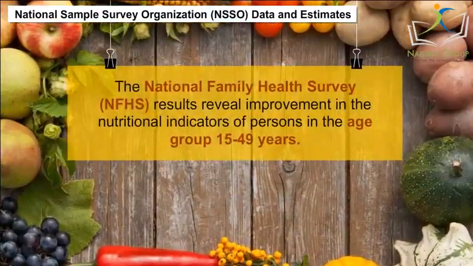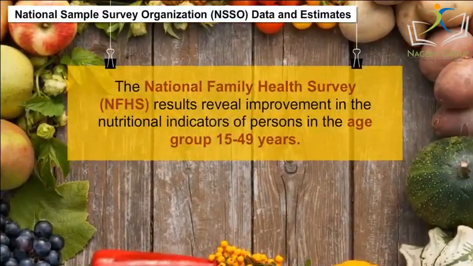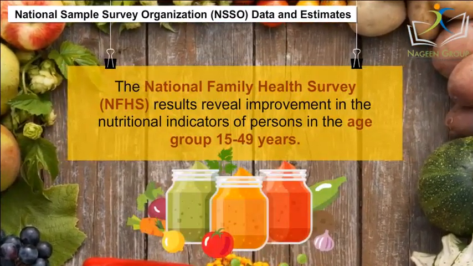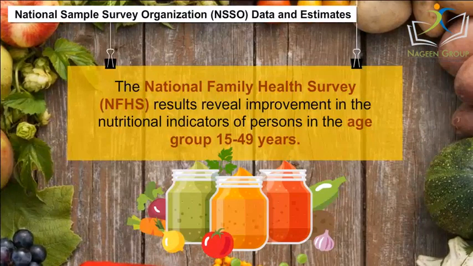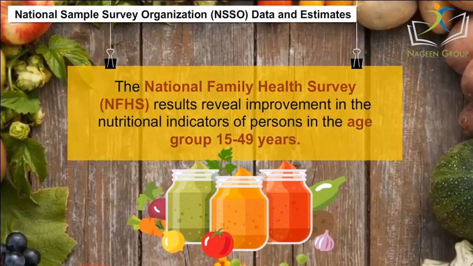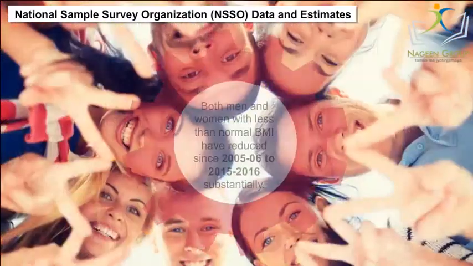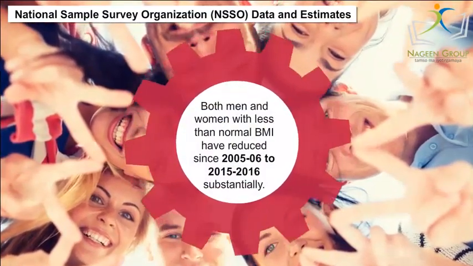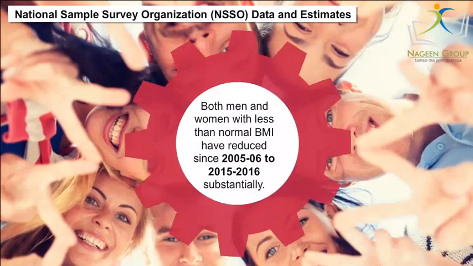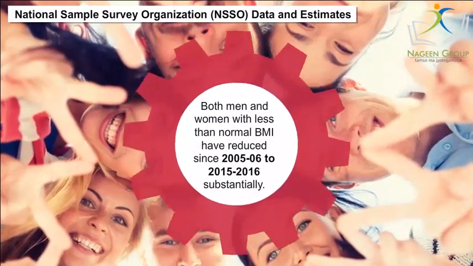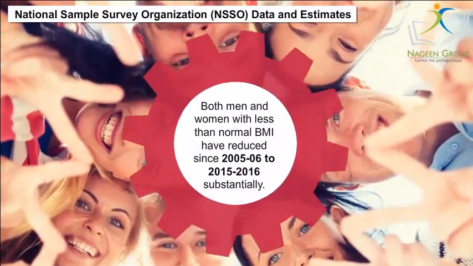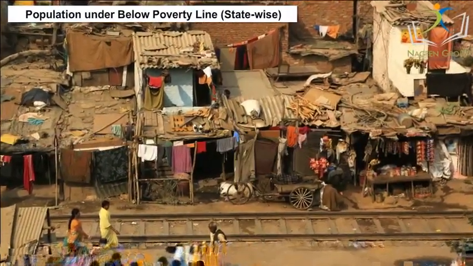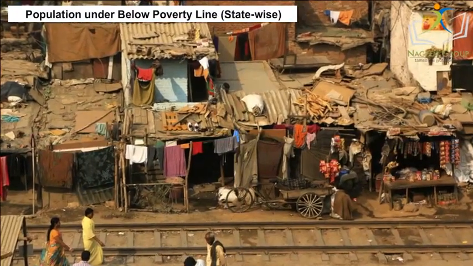The National Family Health Survey or NFHS results reveal improvement in the nutritional indicator of persons in the age group 15 to 49 years. Both men and women with less than normal BMI have reduced substantially from 2005-2006 to 2015-2016. Population under below poverty line, state-wise.